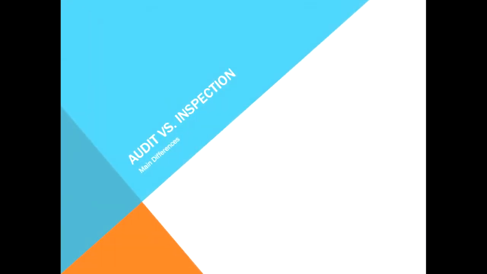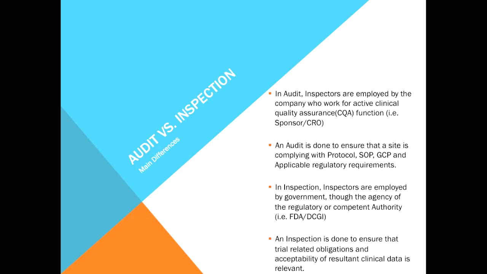Some of the major differences between an audit and an inspection are: in an audit, auditors are employed by the company who work for an active clinical quality assurance function. An audit is done to ensure that a site complies with protocol, SOP, GCP, and applicable regulatory requirements. In an inspection, inspectors are employed by government, through the agency of the regulatory or competent authority, the FDA or the DCGI. An inspection is done to ensure that trial-related obligations are met and that the acceptability of the resultant clinical data is relevant.